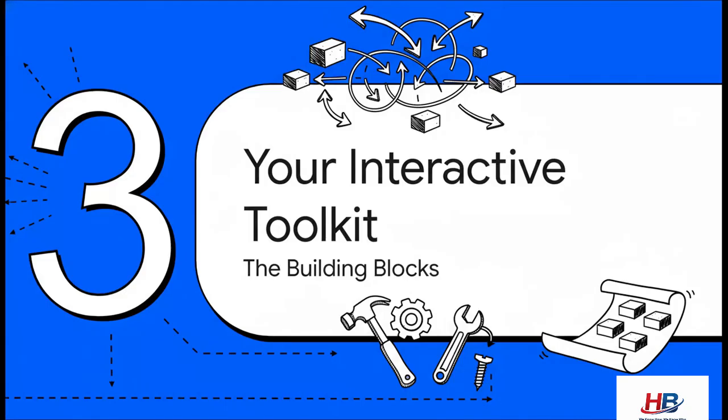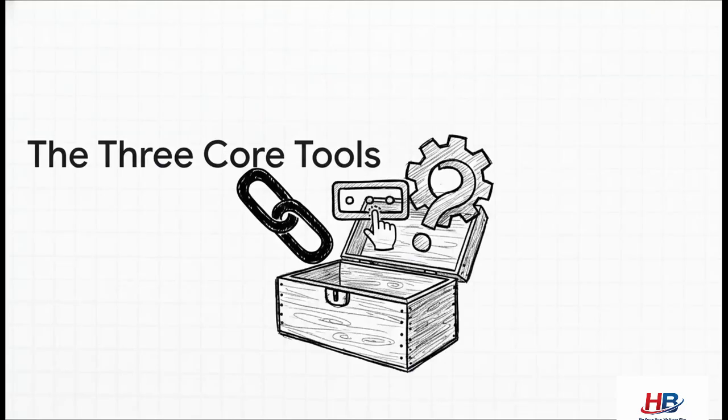All right, so this all sounds great in theory, but how do we actually build it? What are the practical tools we need? Let's open up the interactive toolkit and look at the actual building blocks for creating these new experiences. And you know what? It all boils down to 3 core tools. And the best part is, you probably already have them in whatever software you're using. We're talking about hyperlinks, action buttons, and interactive elements. Let's break each one down.